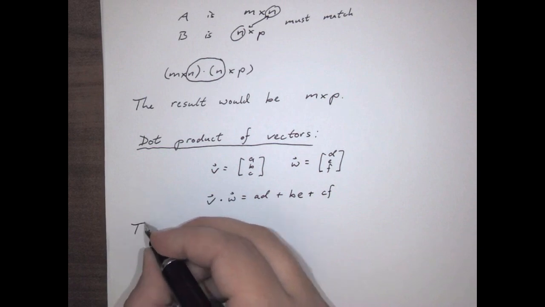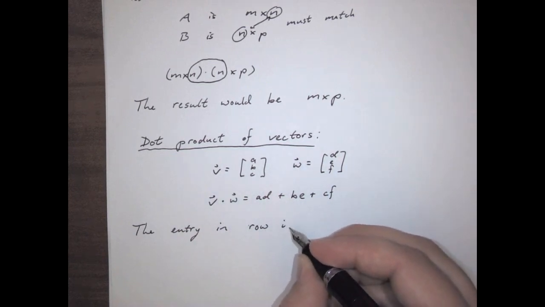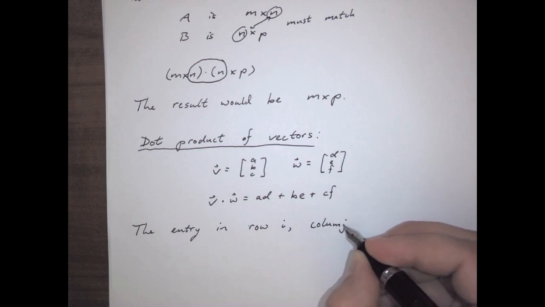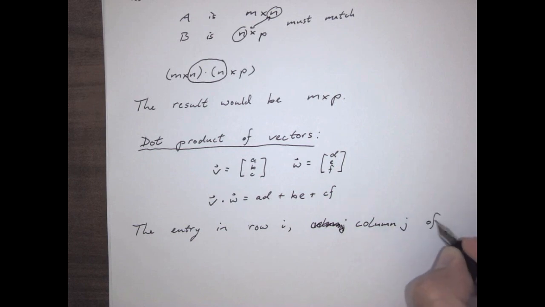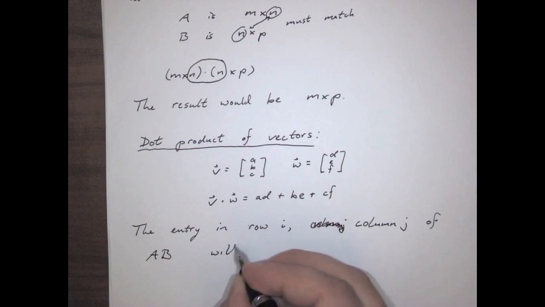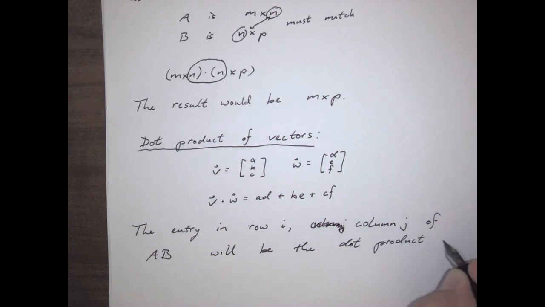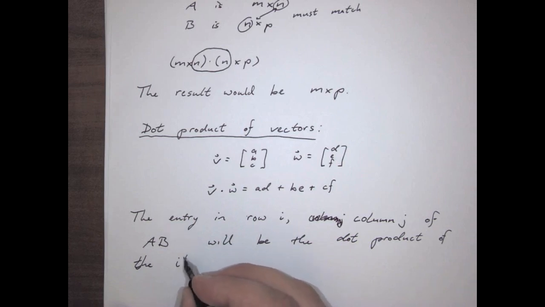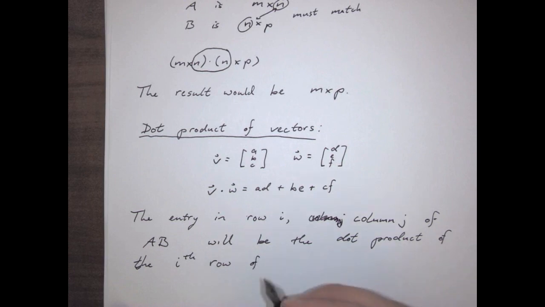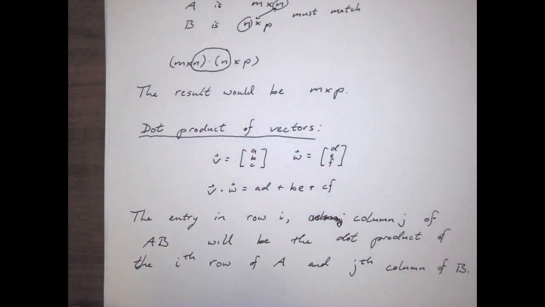Then the entry in row i, column j of the product AB will be the dot product of the ith row of A and the jth column of B.